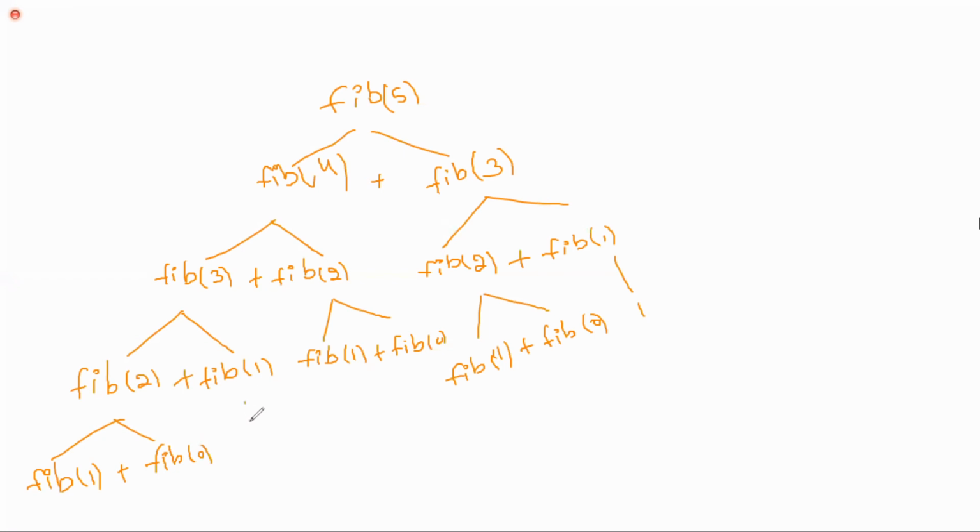Here fab of 1 is 1. Here also it is 1. Here fab of 0 is 1 only, right? Here also it is 1. Here 1. So 1 plus 1 will give you the value 2.